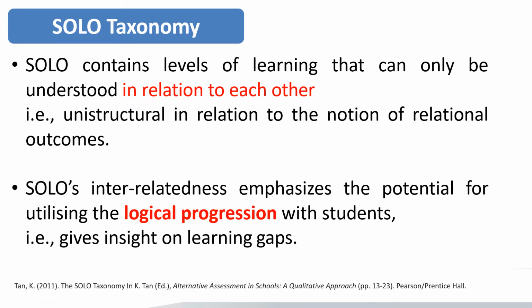The interrelatedness of the SOLO taxonomy emphasizes the potential for using the logical progression in its hierarchy. In fact, a claim of the SOLO taxonomy is that its logical differences between the levels are easily understood even to students, thus giving them insights on their learning gaps. This makes the SOLO taxonomy a marvelous tool for engaging and co-opting students' involvement in their learning. For example, it is easier for students to understand the difference between unistructural and multistructural outcomes as opposed to the difference between application and synthesis objectives.